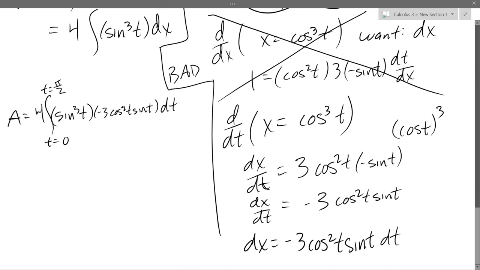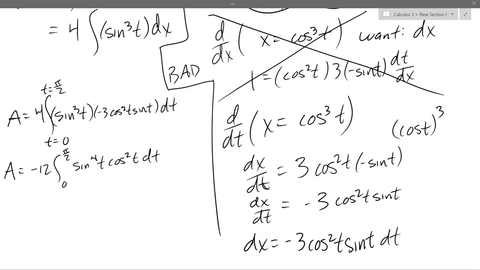Now you need your calculus 2 skills, because we have to integrate. So let's simplify it before we integrate. Area equals, so 4 times negative 3 is negative 12, integral 0 to pi over 2 of sine cubed, and another sine is sine to the 4th, cos squared. How in the world do we take the antiderivative of this?